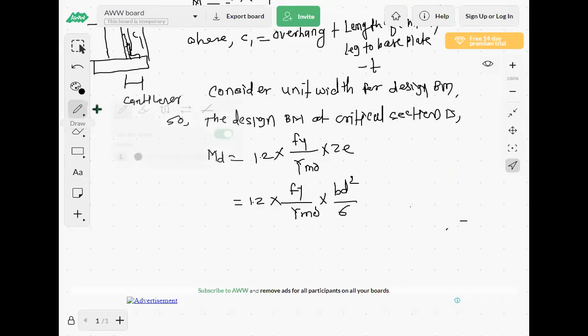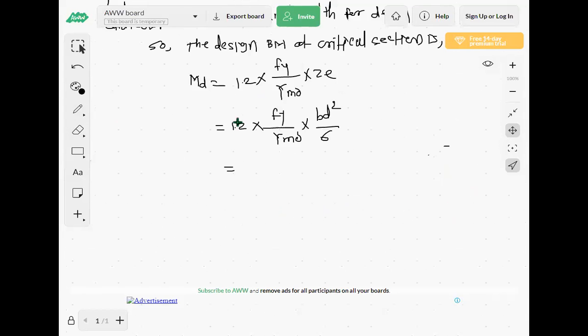So as we have written here, consider unit width for the design bending moment. Here D is nothing but depth, which means thickness of plate, and we have to use the unit width. So MD is 1.2 into Fy divided by gamma m naught into B, the unit width, means 1, into D, the thickness, so T square divided by 6. So this is your formula.